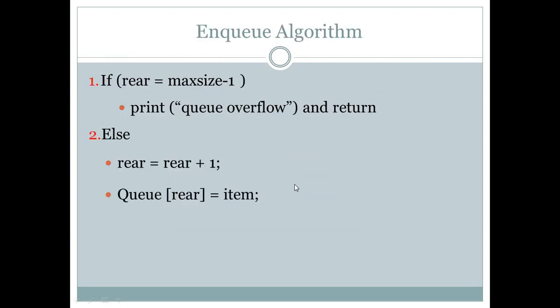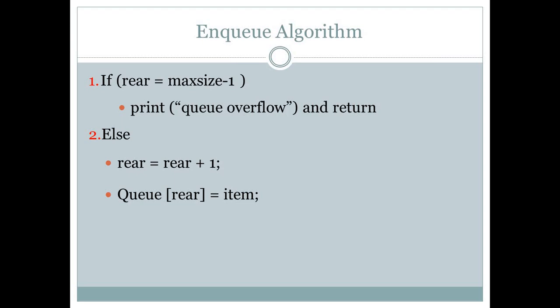So the enqueue algorithm is: if rear is equal to max size minus 1, then print queue overflow. It means that if our rear is at max size minus 1, at the last index, our array is full, so we cannot add any items to it and we have to print that the queue is overflow. So we cannot perform our enqueue operation.